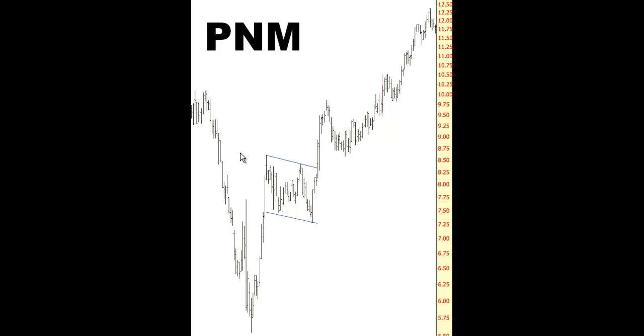So in sum, the trick here is to be able to ascertain where the mast is and measure from the breakout that same range in order to determine your target price.